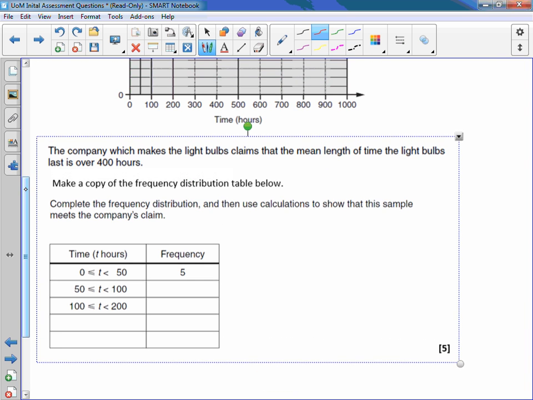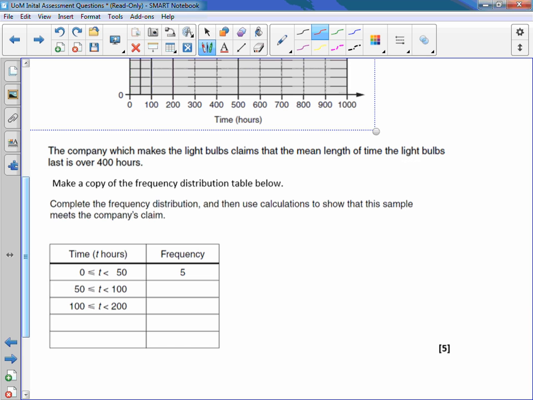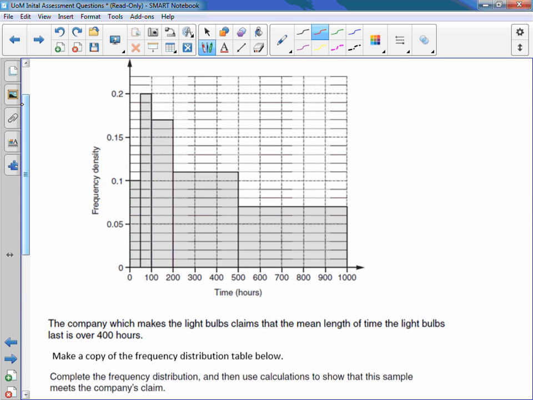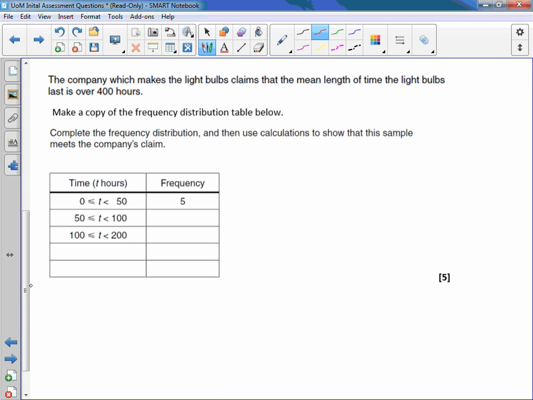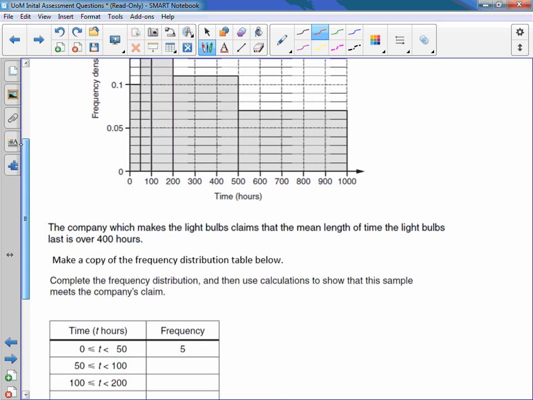We've got it claiming that its light bulbs last over 400 hours. And for Kelso-Pre, we have to go through and show that's true. So we need to take our histogram and convert it into a group frequency table, and then from that, work out the mean. So let's have a look at this.